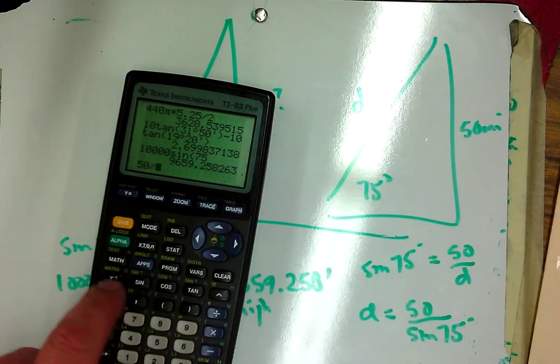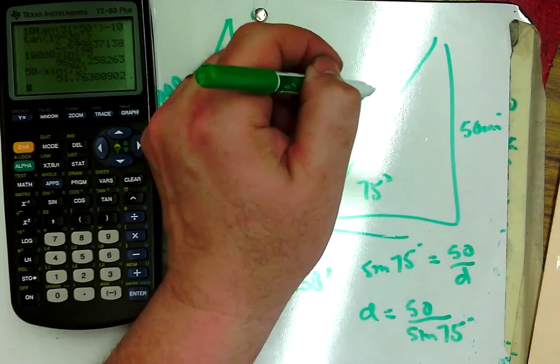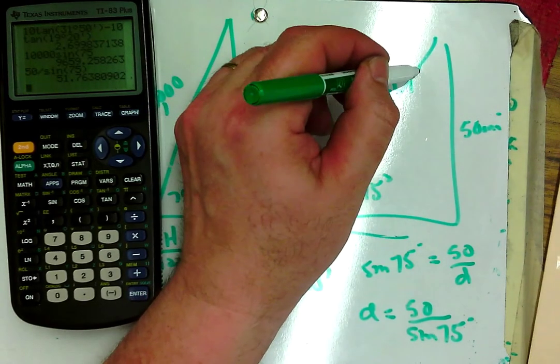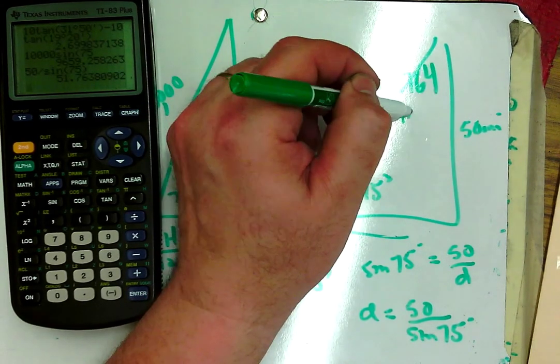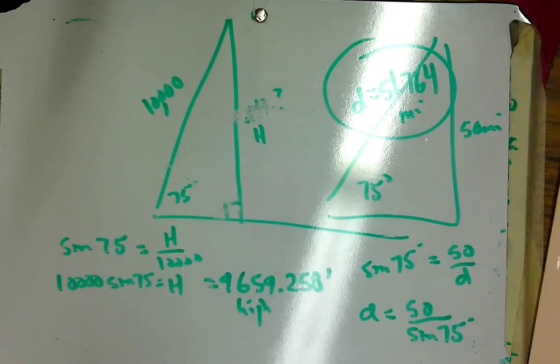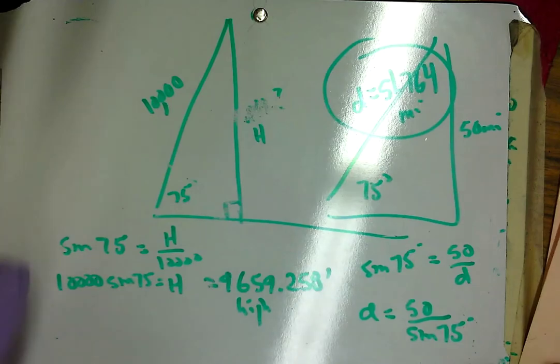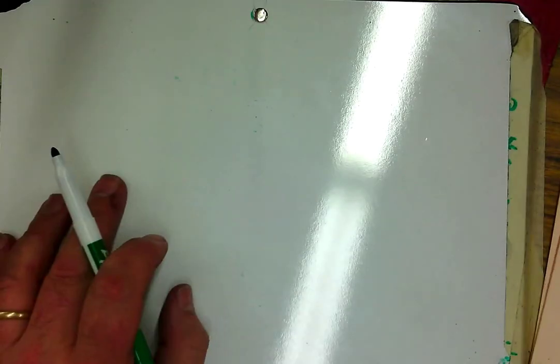50 divided by sine of 75 gives me 51.764 miles. That is how far the rocket will have traveled. Okay. Excellent. Let's see what station... Oh, there's a problem 2 here on station 12. Climbing the corporate ladder was never this fun.